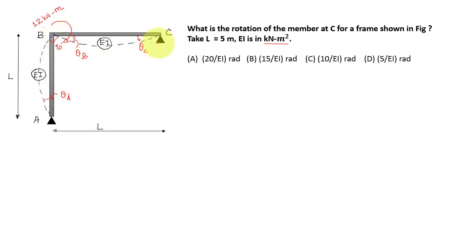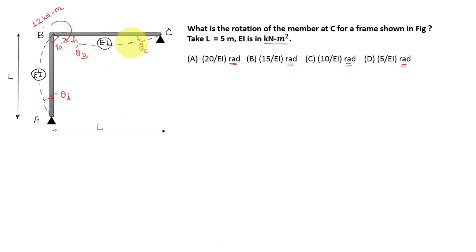Our question is to find out the rotation at joint C in radian. The unit is radian because all options are given in radian. EI is in kilonewton meter square, so you have to get the rotation at joint C in radian. That means all the quantities, including the moment, you have to substitute in kilonewton and meter, so that you get the final value for rotation in radian. Okay, let us solve it.